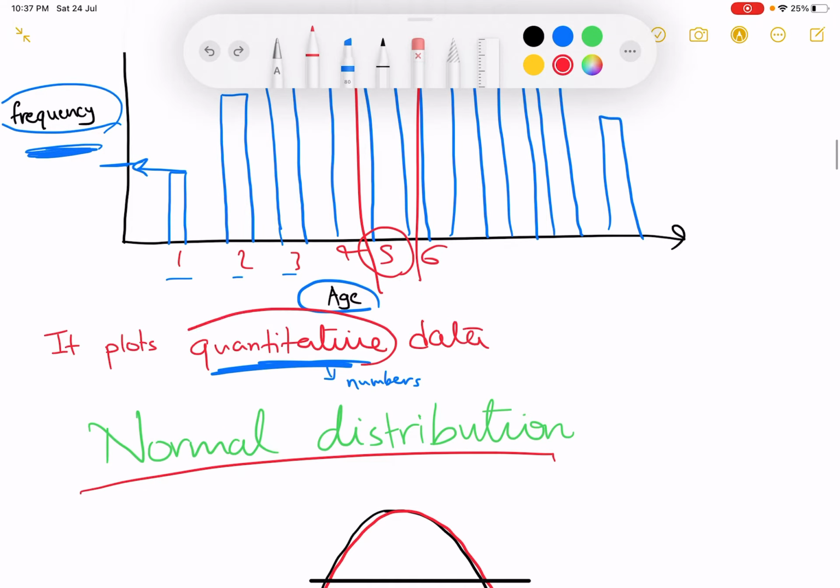Okay, so quantitative, we said, deals with numbers, whereas qualitative is something like color or gender and so on.